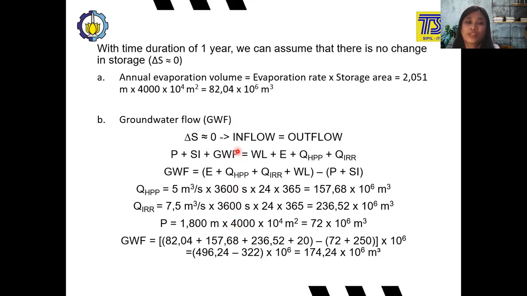After that, we can conclude that our inflow is the same as our outflow. So the water coming in is the same as the water coming out from the storage, because there's no change in storage. That's why we can characterize our data based on which one is inflow and which one is outflow. Here we have P, precipitation, as our inflow, of course, and surface inflow as our inflow, and groundwater flow as our inflow.